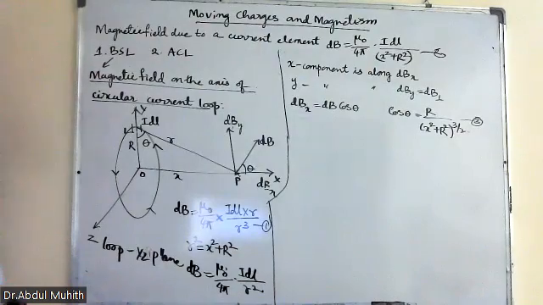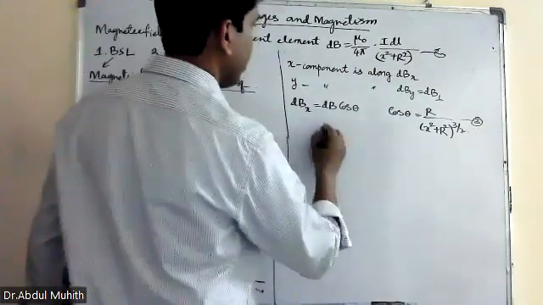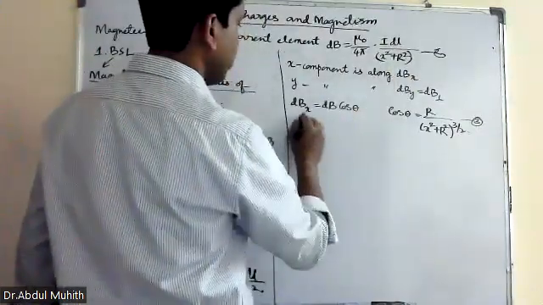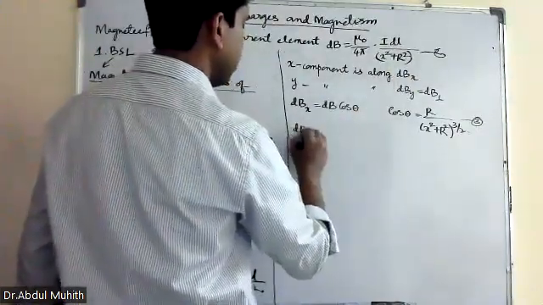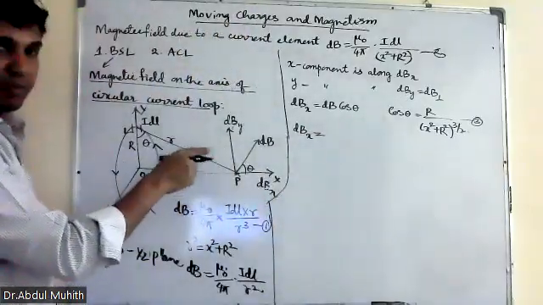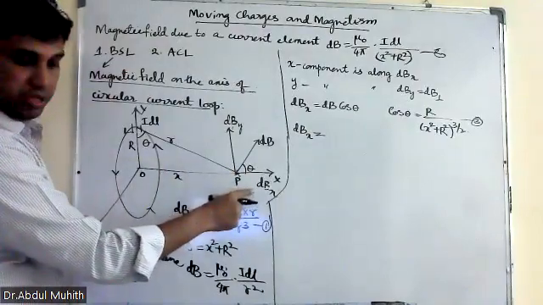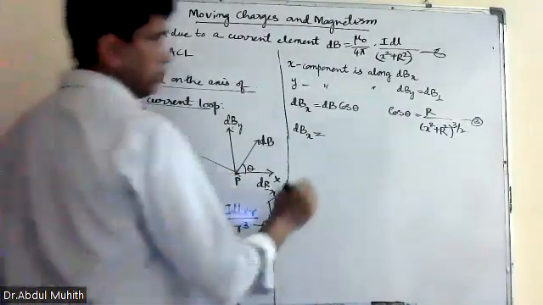So from equations 2 and 3, we are going to substitute. We have to find out dBx now, because dBy is perpendicular, which is of no use, but the whole magnetic field is along the x-axis. So now, dB is equal to what?